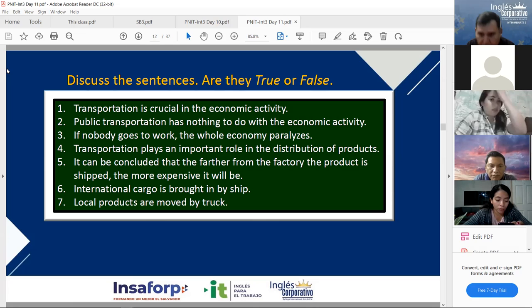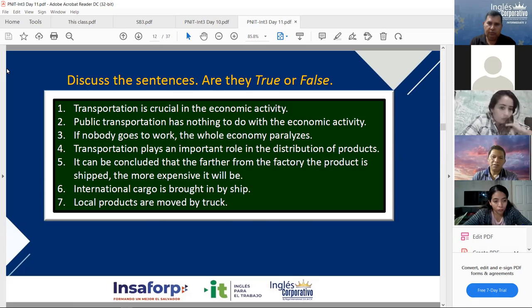Number six, international cargo is brought in by ship. Yeah, I think it's true, because everything is in the price of the product. Then you pay all that. Do you agree it's true?